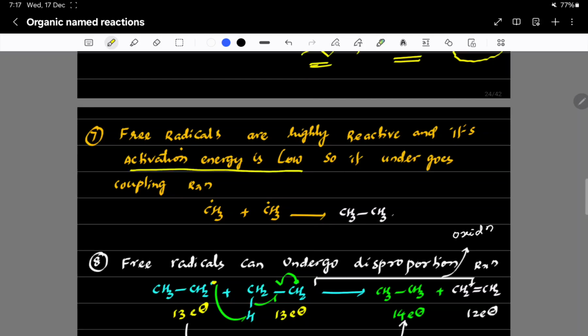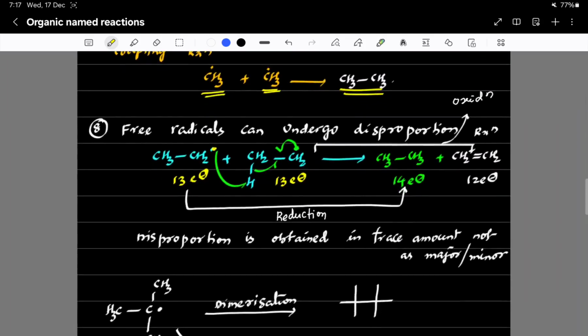Due to the activation energy being very low but the radicals being highly reactive, they will undergo combination. The methyl radical and the alkyl radical undergo combination, and it will form ethane as the product, right? That is the 8th point, you can check it, students.